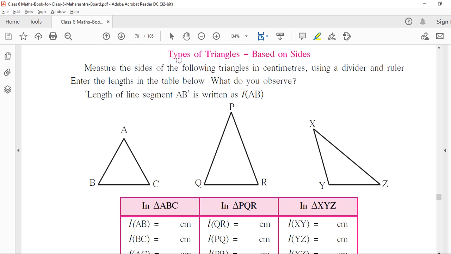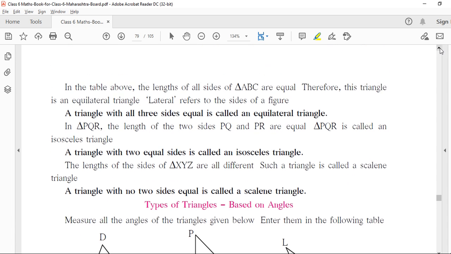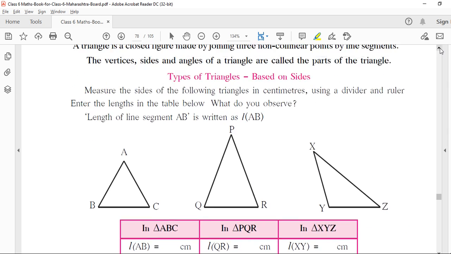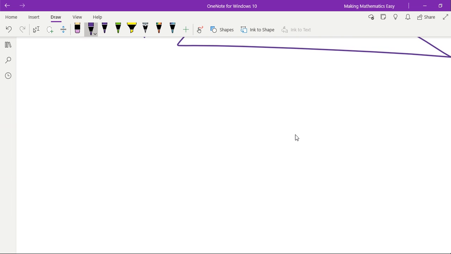Now we need to identify types of triangles. How many types of triangles are there? We need to study that. Basically there are two classifications. First is on the basis of sides: types of triangles on the basis of sides.